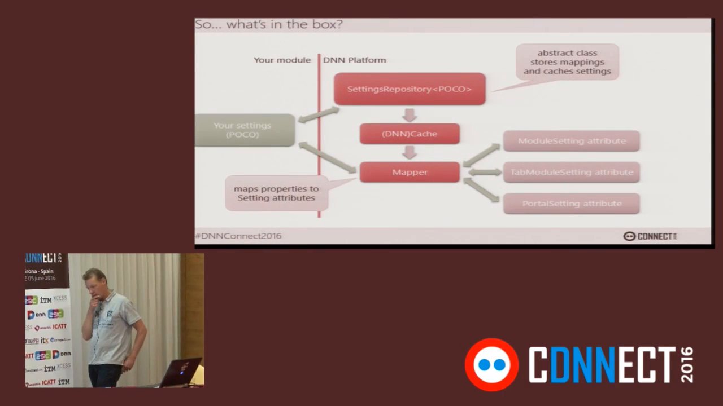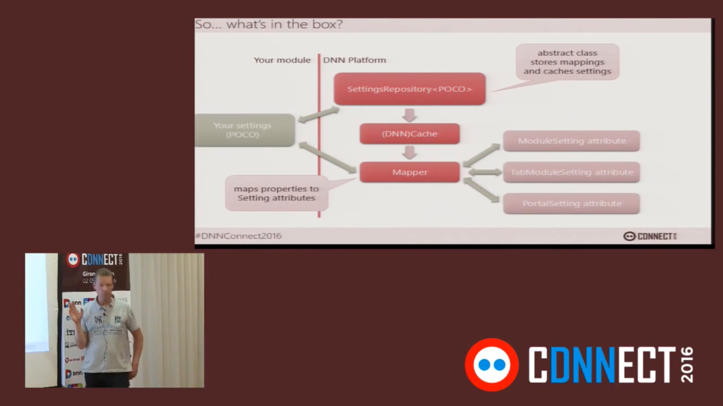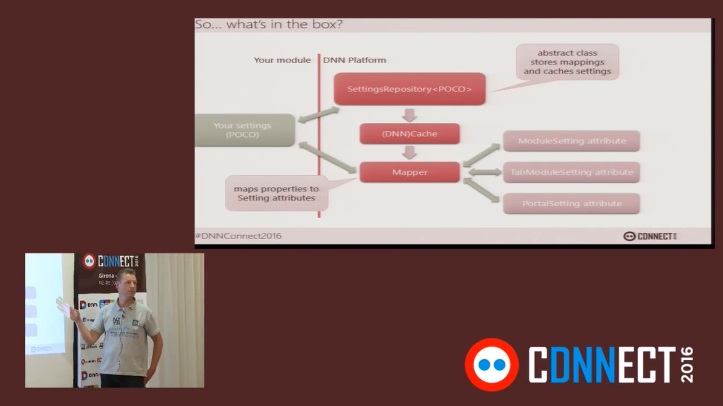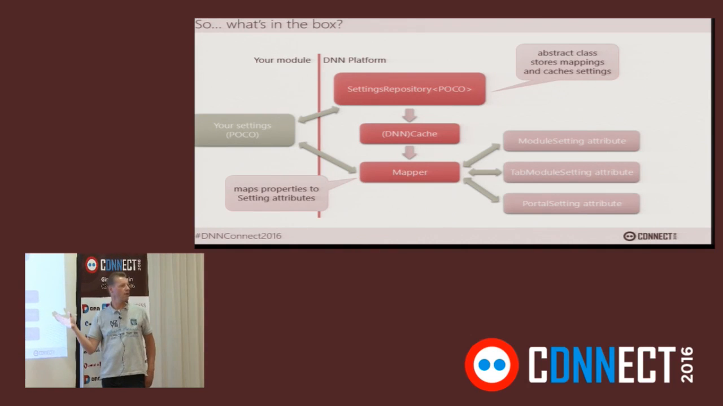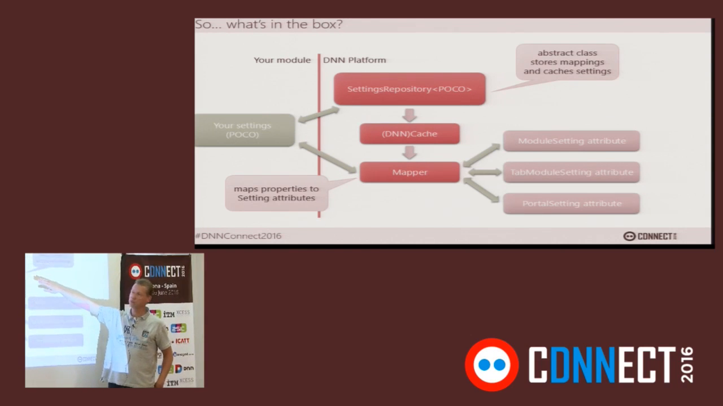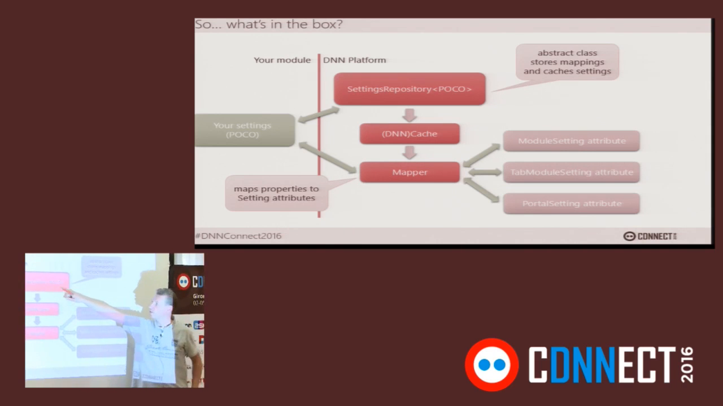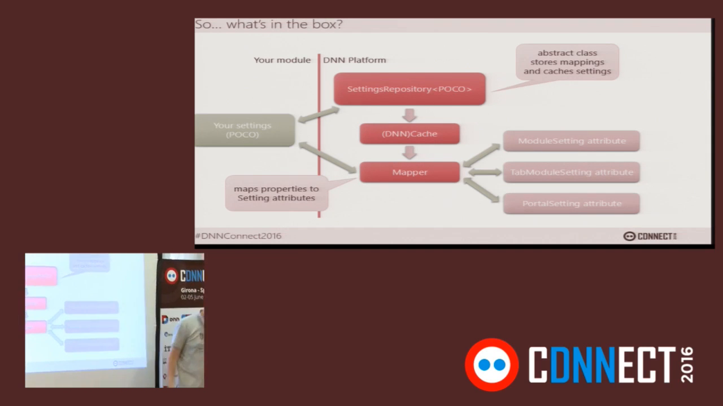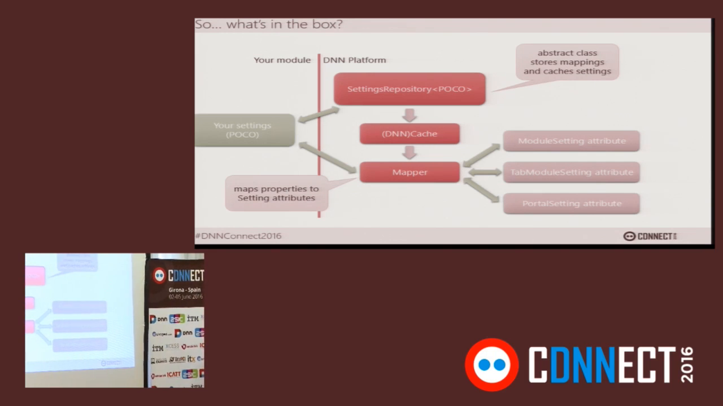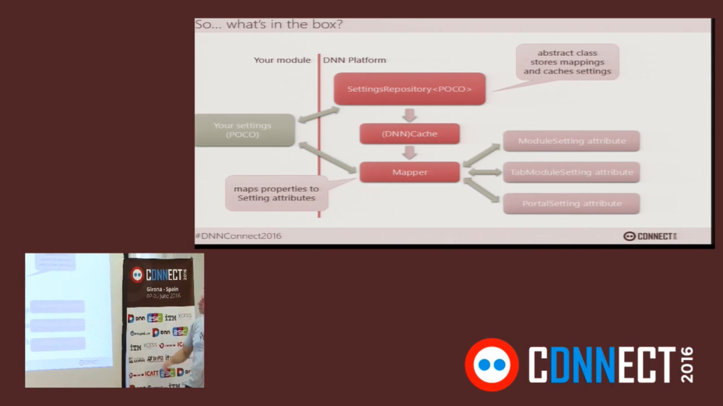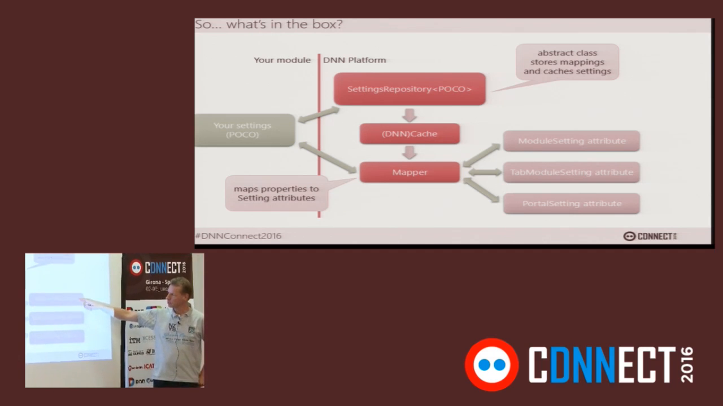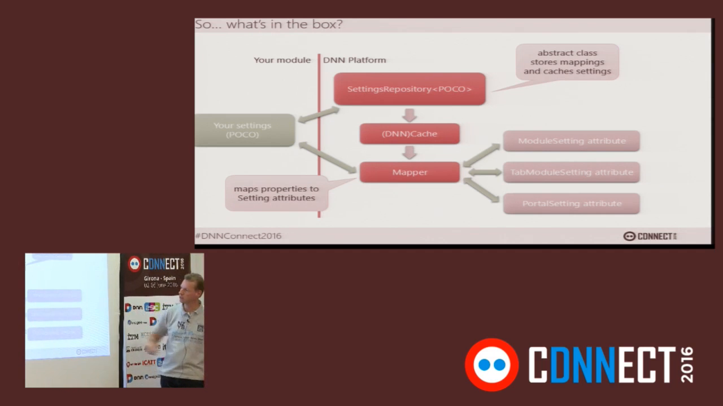So, what's in the box? I'll keep this short, not because I don't want to tell about it, but actually you as a developer shouldn't care about it. But for those interested, there is an abstract settings repository class which holds basically all the logic. And it takes a generic type, and that's basically your POCO class. The POCO class is on the left, and that's the class with all the properties and the mappings on it. And the mappings are, of course, these tab module settings, portal settings, etc.